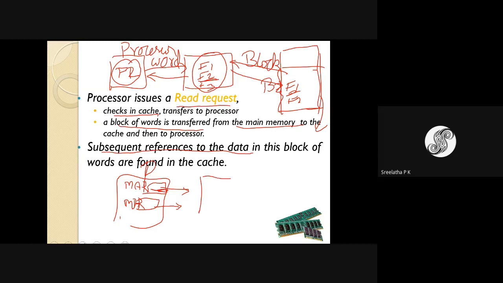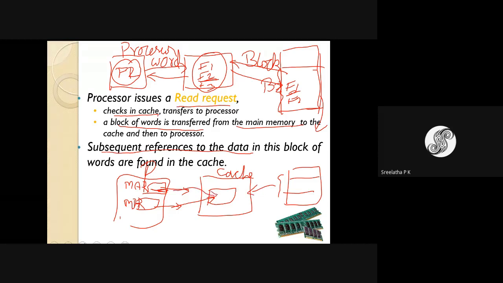Check whether that block of data is present in cache. If it is present, the data is written. If it is not present, again that block of data is accessed from memory to cache and it is updated in cache memory. We'll see the procedures, the different ways in which the data is written.